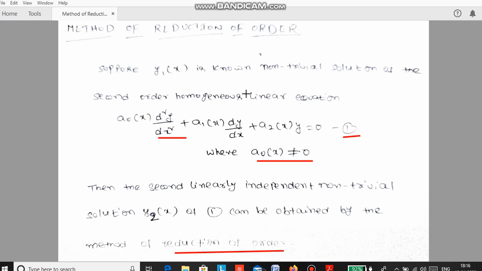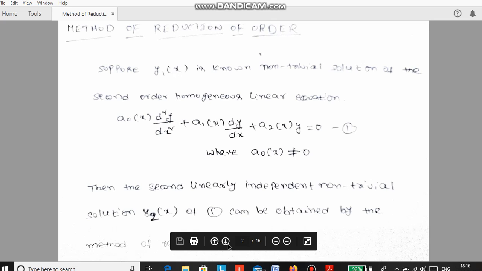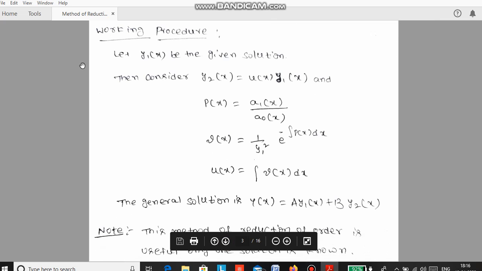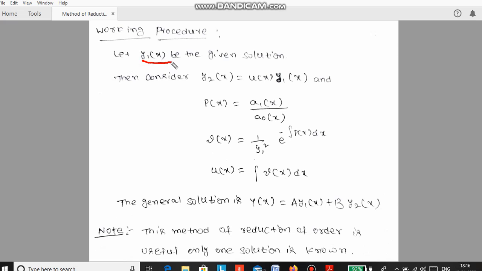For a given second order homogeneous linear equation, if one solution is known, then we can find the second solution by using this method of reduction of order. So, now we will see the formula. Working procedure: let y1 of x be the given solution. Already we know the one solution, that is y1 of x.